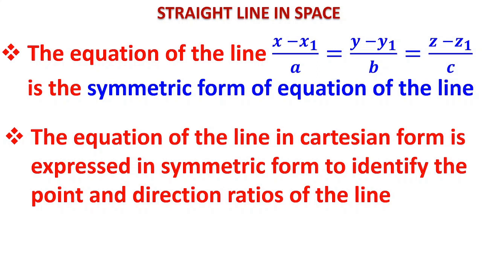You have to remember one important thing in the symmetric form: the coefficient of x, the coefficient of y, and the coefficient of z are all plus 1. It is x minus x1, y minus y1, z minus z1. If it is something other than this, you have to convert it. Then you have to identify the point and direction ratios of the line so that we can proceed further.